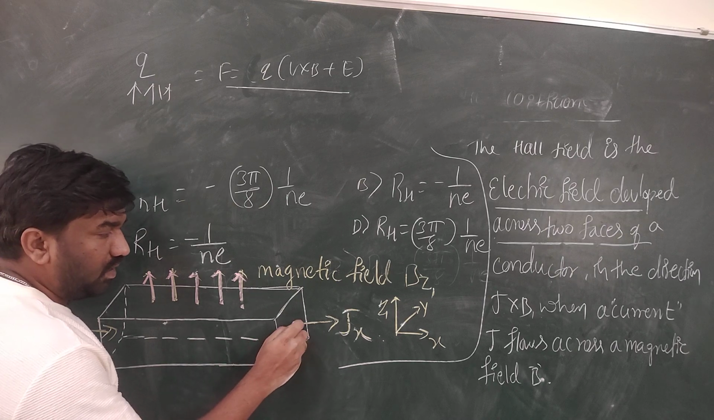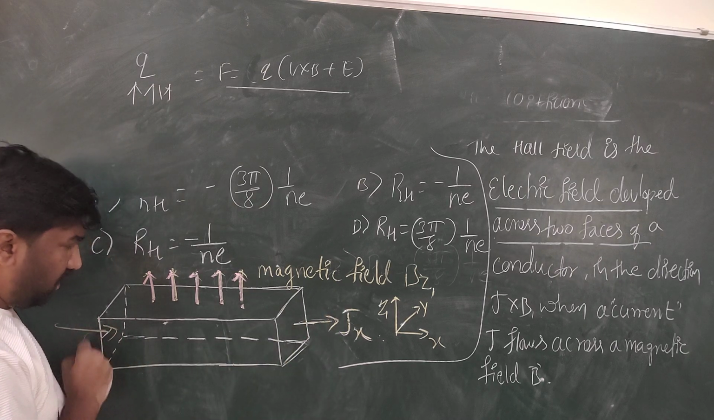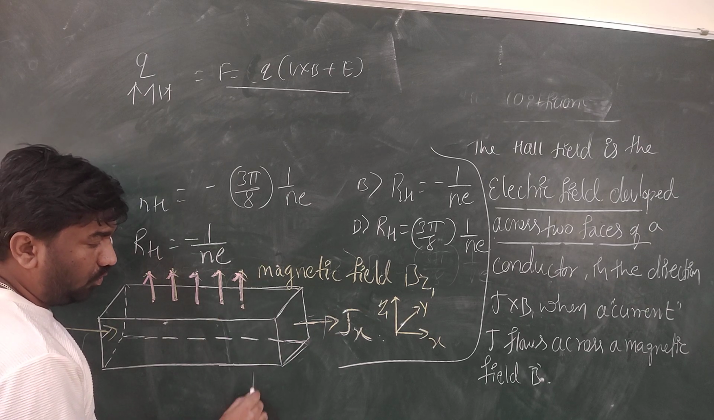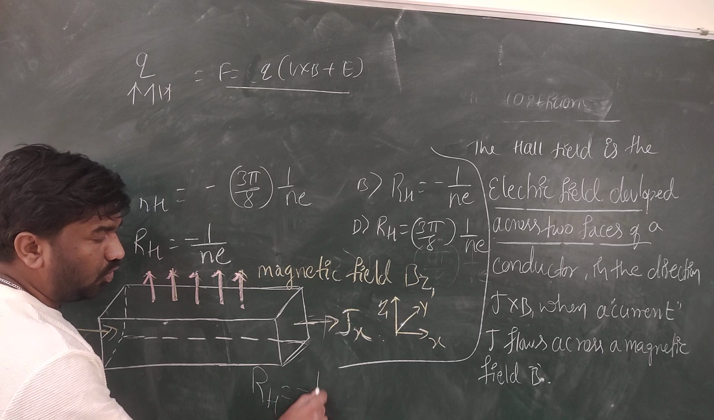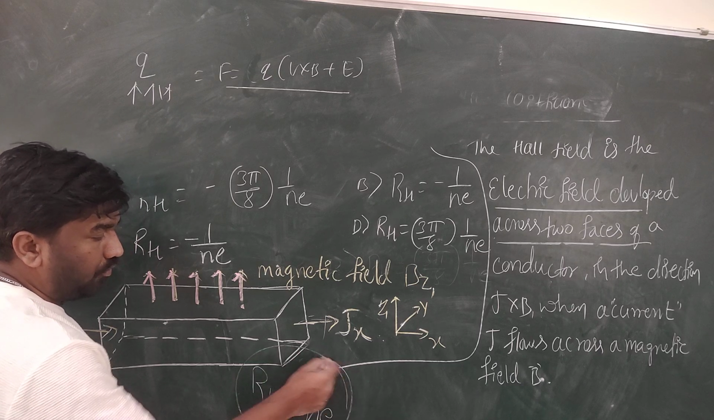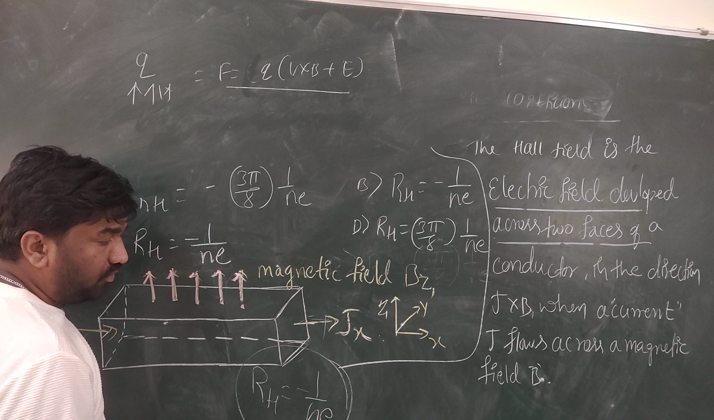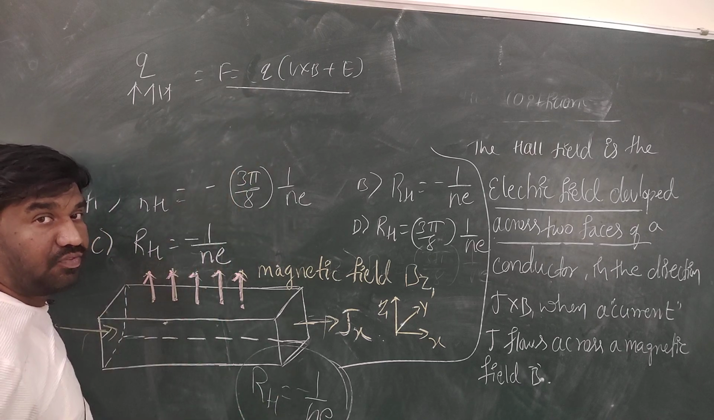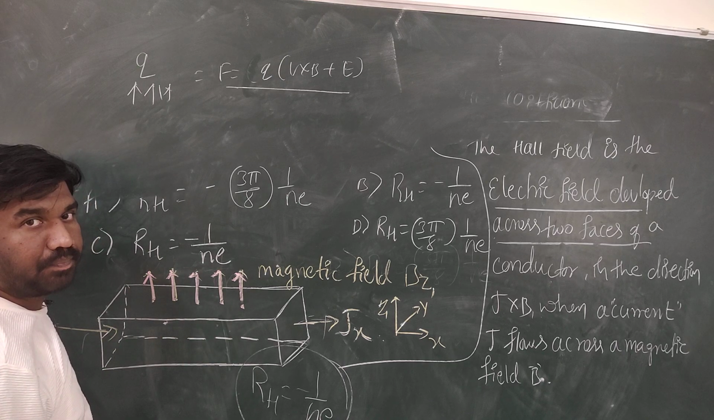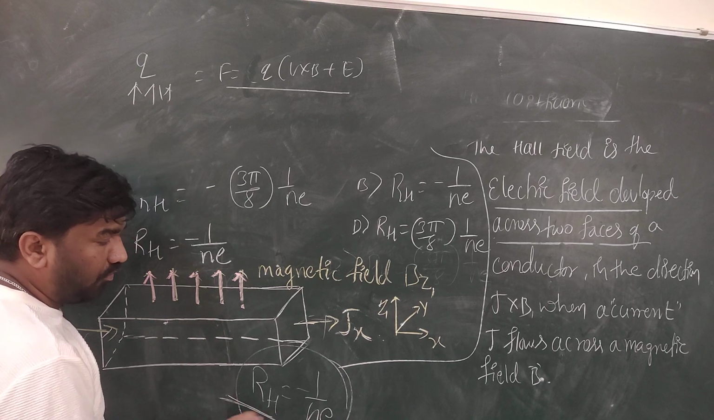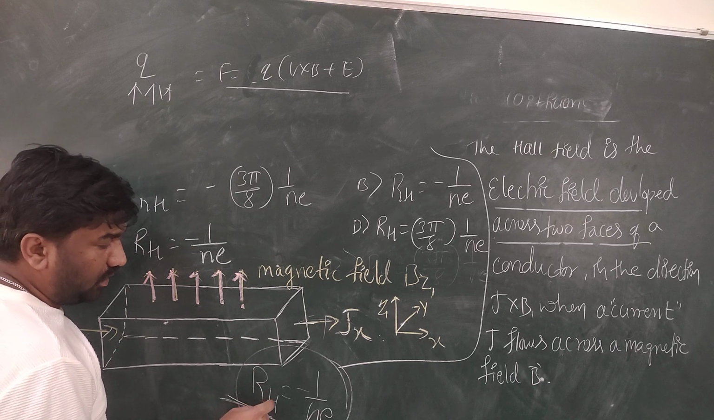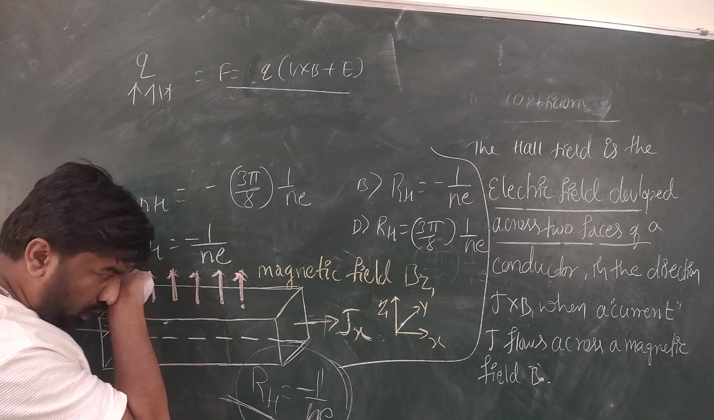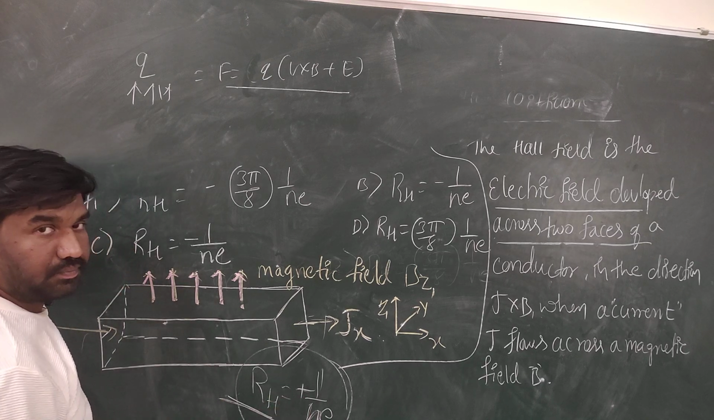When a potential difference is applied between the two faces and this specimen is placed in an external magnetic field, a new effect arises: R_H equals minus 1 by Ne for an electron. This field opposes and balances the Lorentz force in the specimen, and this effect is called the Hall effect. For an electron we use minus 1 by Ne; for a proton we will use plus 1 by Ne.